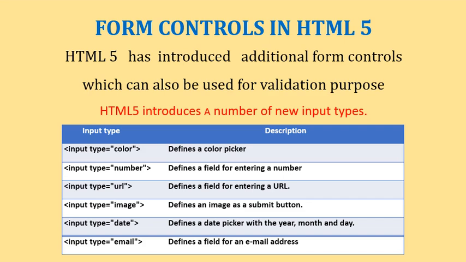Input type equal date. It defines a date picker with the year, month and date. Once you run the HTML program with input type equal date, you will find date pickers, where you can click and you will see the calendar. In that calendar you can click on the day, month and year. We will see all these input types in the next session when we start writing the program.